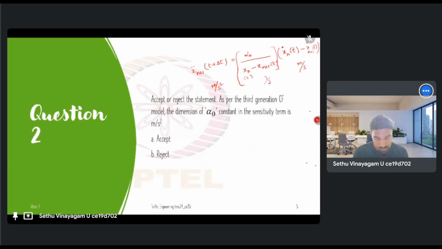But we already have meters coming from the spacing term, which means the alpha naught should have a unit of meter per second, right? So the overall dimension of the sensitivity term will become 1 over second, so that the response will have the correct dimension. Okay, so it is meter per second, so that we accept the given statement.